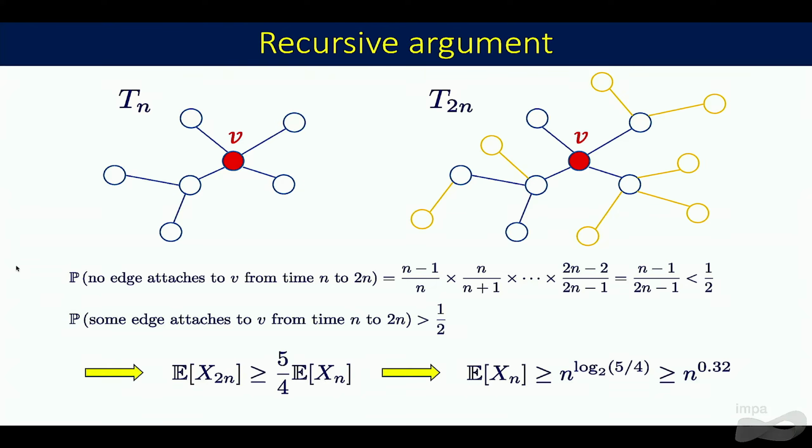So then you iterate this, and you get that the expectation is at least n to the log base 2 of 5 over 4, which is like n to the 0.32. And you can optimize this argument by not looking at time n and 2n, but n and some constant times n. But you'll only get up to something like n to the 0.33. So the choice of a factor of 2 is actually close to optimal. Any questions?